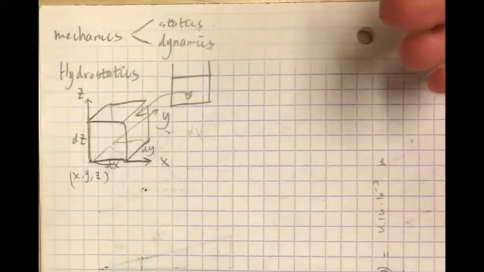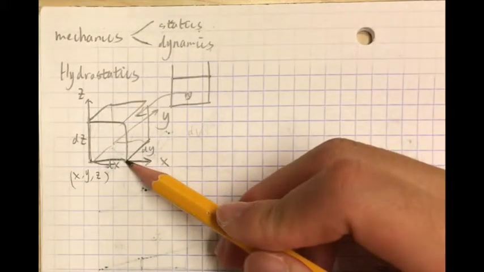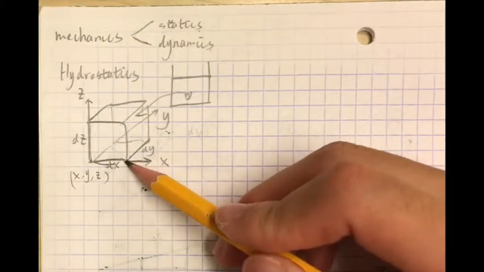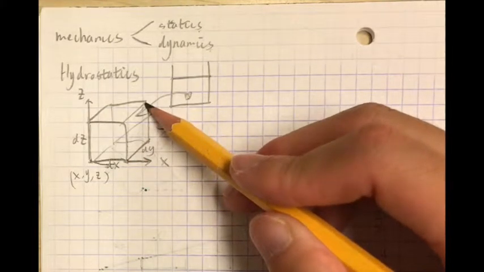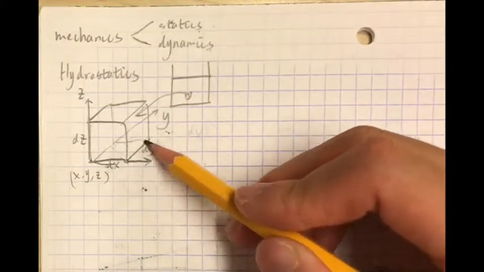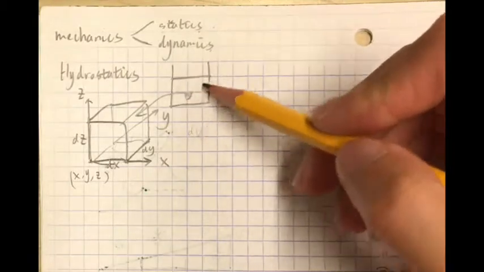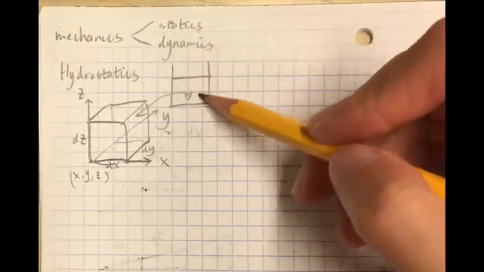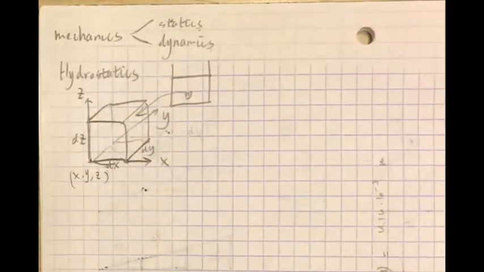So can you tell me the coordinate or the location of this point? That will be x plus dx, y, z. And the location of this point, x plus dx, y plus dy, z plus dz. Okay, so our fluid is not moving. The bulk fluid is not moving. So obviously our little cube is not moving either.